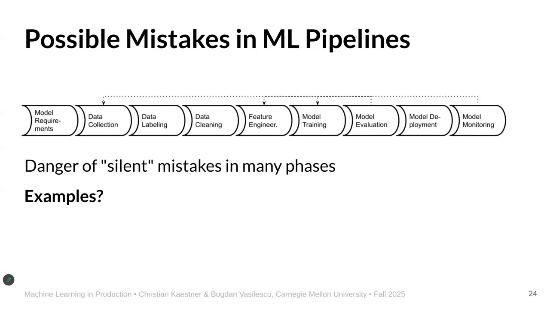There's a common problem with silent mistakes where you run a pipeline repeatedly and something goes wrong and it's very hard to notice. Has anybody experienced this? Probably more in an internship than in a class project, but what are examples where something silently goes wrong in a pipeline?